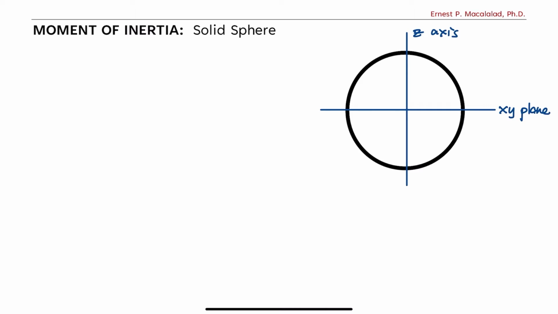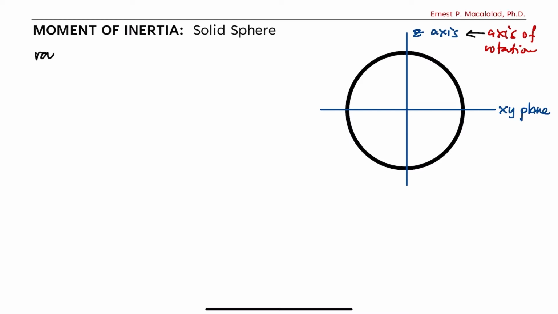Today we're going to calculate the moment of inertia of a solid sphere. So this view is where we have your xy plane along the horizontal and the z-axis on the vertical. Here, if you're going to assume that the axis of rotation is the z-axis, that means this z-axis is an axis passing through the center. So this can also be your x-axis or even your y-axis. But for now, let's put it as z-axis.